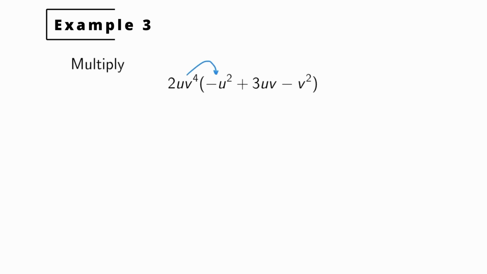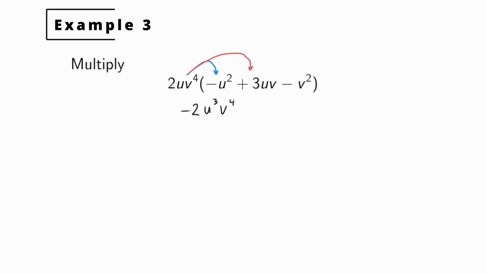So we basically have 2 times negative 1 is negative 2. u to the 1st times u squared is going to be u cubed. And then v to the 4th times 1, I guess, is v to the 4th. Since there's no v factor here, you just carry it over. It's just v to the 4th. Okay. And now we have the second term.